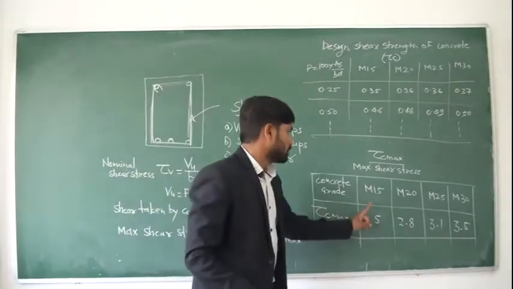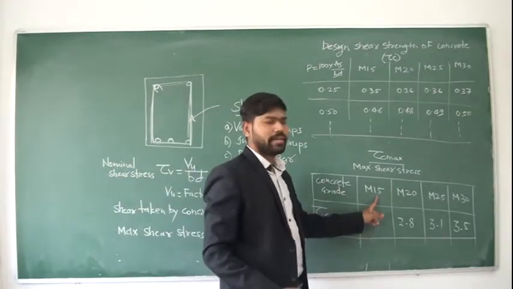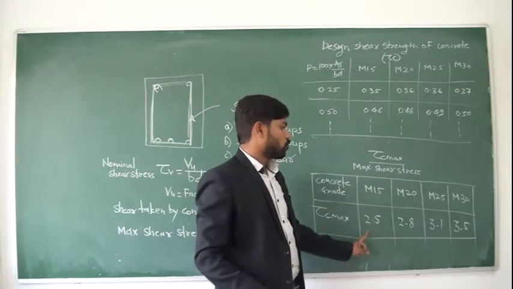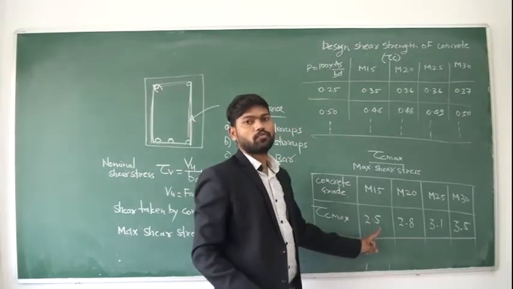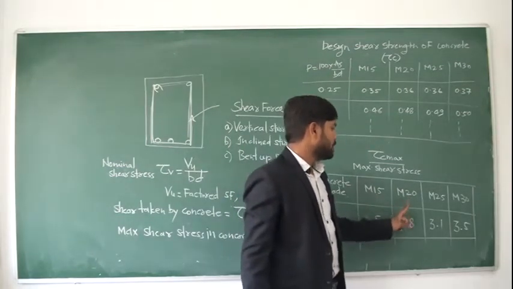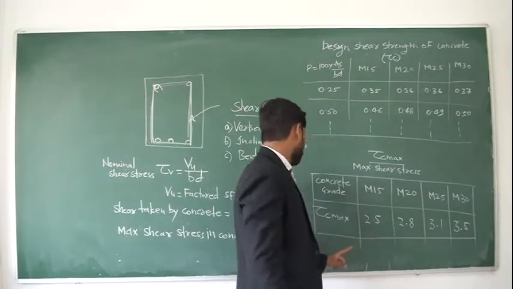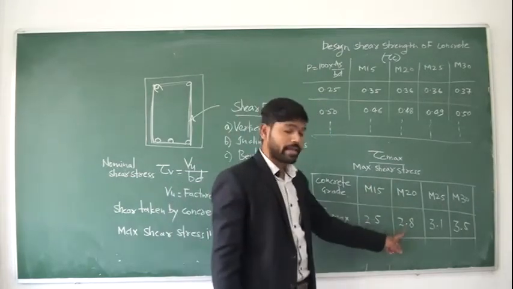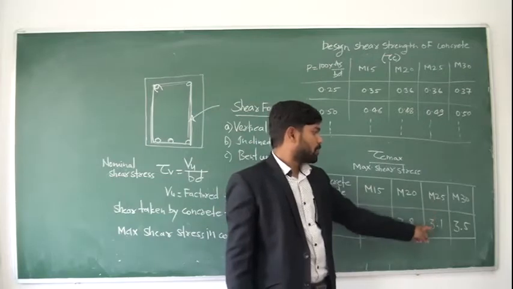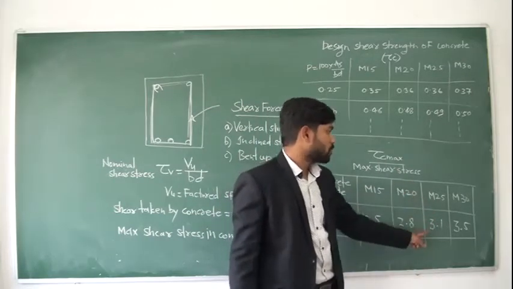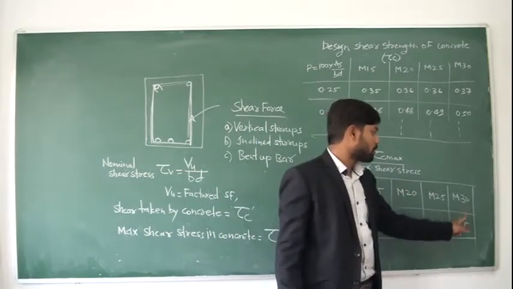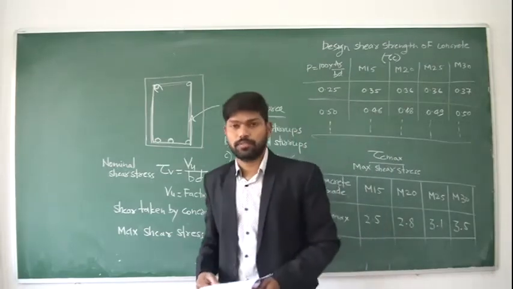See, these are the values. For M15 grade, tau v value should not exceed 2.5 Newton per mm square. For M20, tau v value should not exceed this tau c max of 2.8. For M25 tau c max is 3.1 and for M30 tau c max is 3.5.